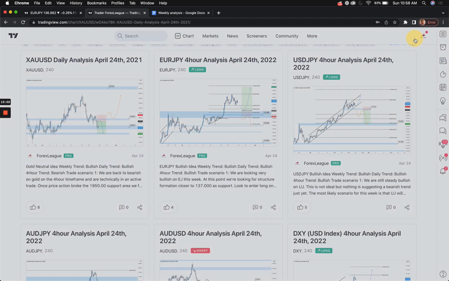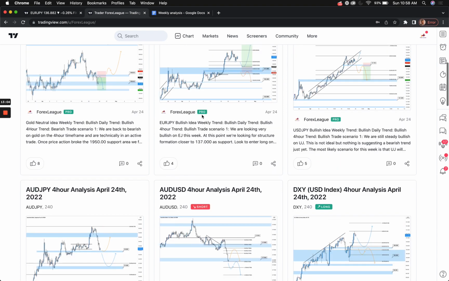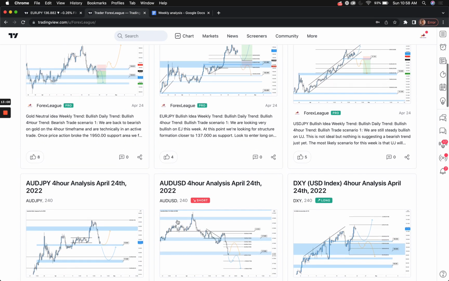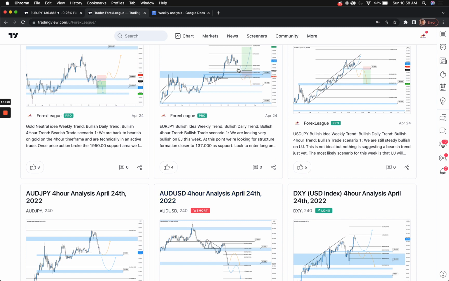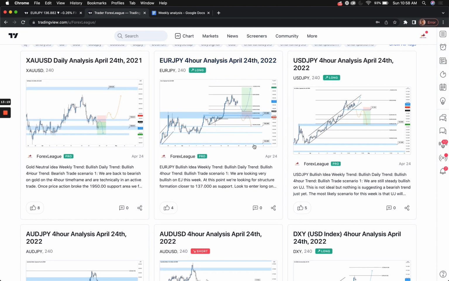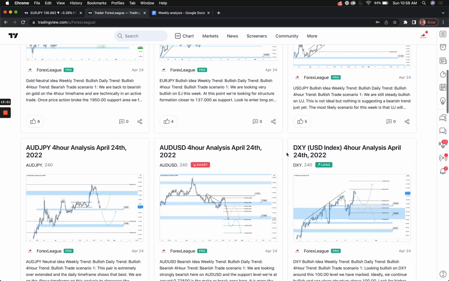But until then, this is a review for this past week, and we're all done. Most of them played out pretty well. Most this week went with trade scenario 1, kind of just sustained the overall trends that were already present, and then a couple kind of went opposite on us. So like EJ went with trade scenario 2. But yeah, not a bad week overall, guys.